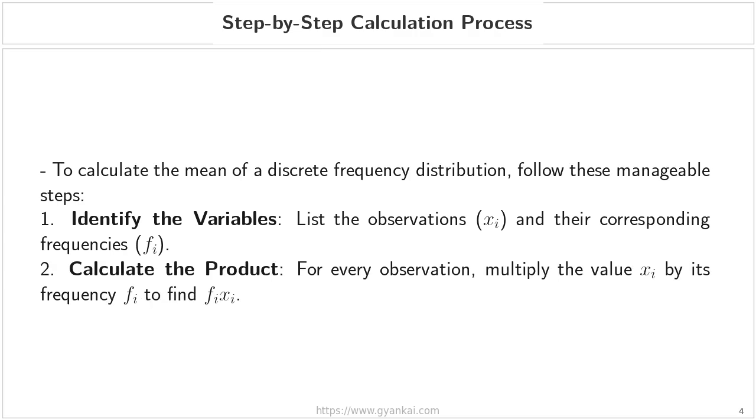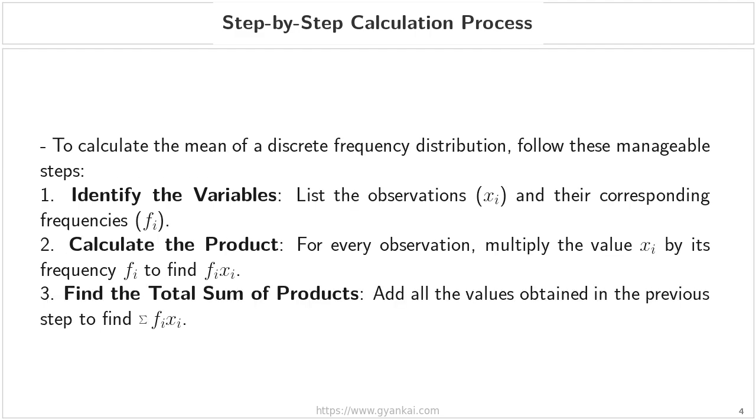Second, you will calculate the product. For every single observation in your list, you are going to multiply the value, x sub i, by its frequency, f sub i, to find a new value, which we denote as f sub i times x sub i. Third, once you have all those individual products, you need to find the total sum of products. You will add all those results together to find the sum of f sub i times x sub i in our notation. This is represented by the sigma symbol, followed by f sub i times x sub i.